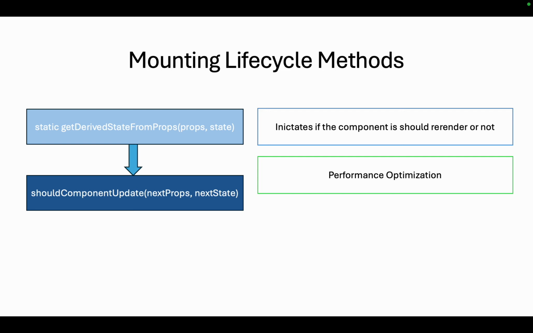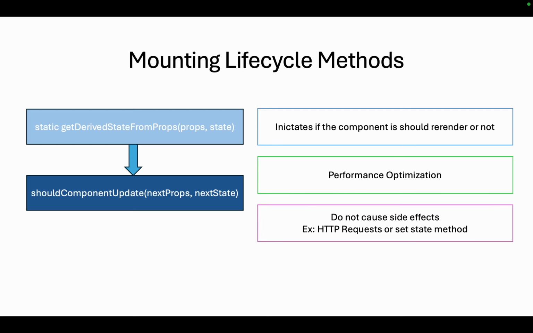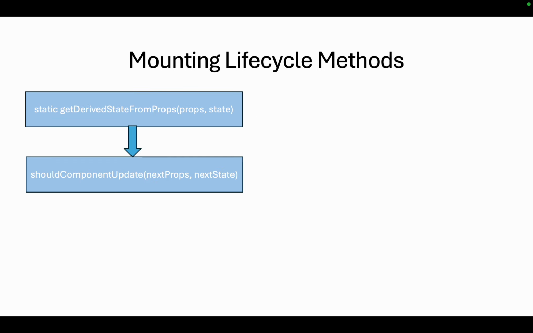If the return statement is true, then React will re-render and call the rest of the lifecycle methods. If the return is false, React will discontinue calling the remaining methods of the updating phase. Again, in this method it's not recommended to do any kind of HTTP call or any network call, such as Axios or Ajax.